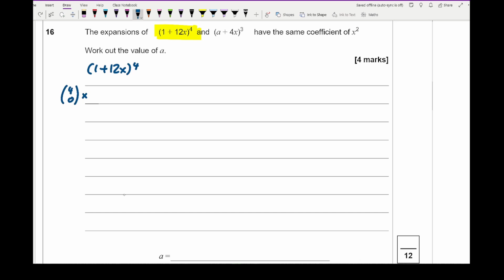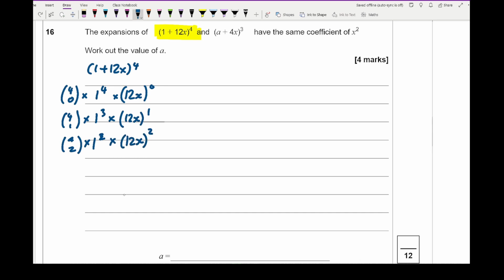And then this first term is 1, that starts high, and the second term starts low, 0. So then I'm doing 4C1 multiplied by x to the power 3 multiplied by 12x, and then 4C2 multiplied by 1 squared multiplied by 12x². And this is what my coefficient of x squared is going to be.